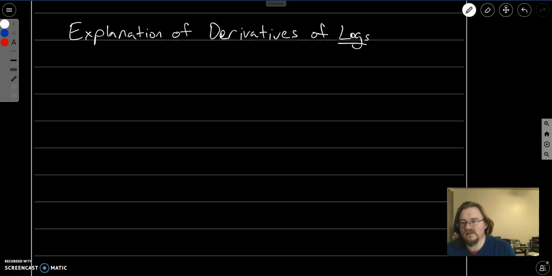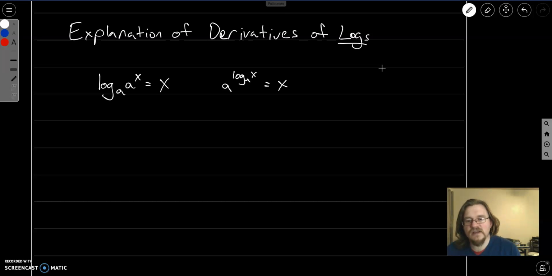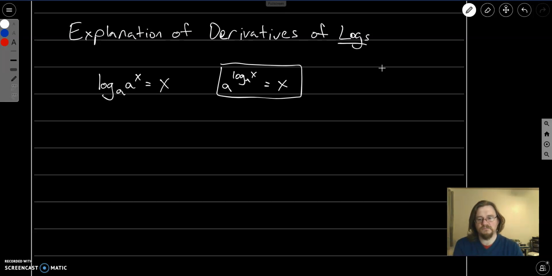So if I take the log base a of a to the x, this is just equal to x. The exponential on the inside and the logarithm on the outside essentially cancel out. Likewise, this works in reverse. If I take a raised to the log base a of x, this is also x. And this is what I will use to find the derivative of a logarithm.